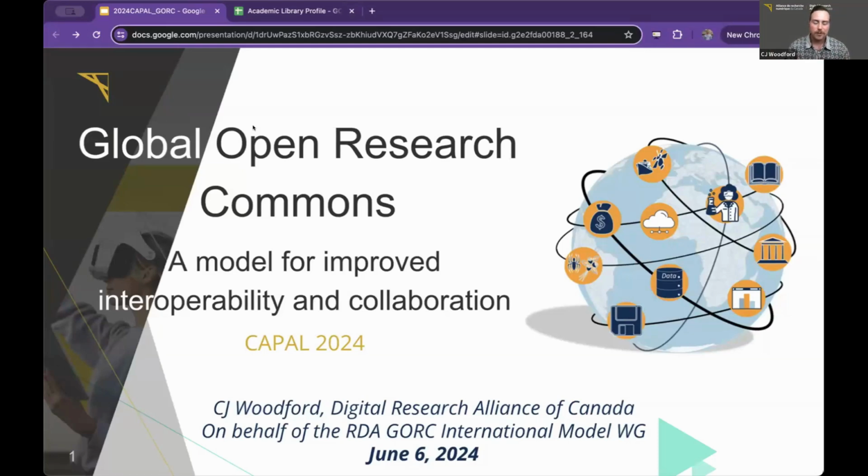I'm CJ Woodford, I'm a project manager with the Digital Research Alliance of Canada, but I'm really here as a representative of the Research Data Alliance Global Open Research Commons International Model Working Group. And so that's what I'm going to be talking to today: a model for improved interoperability and collaboration on a large scale and how that can apply to academic libraries, or how we think it could apply to academic libraries. And I'm hoping we can continue to have the conversation move forward on how it can work best for you.